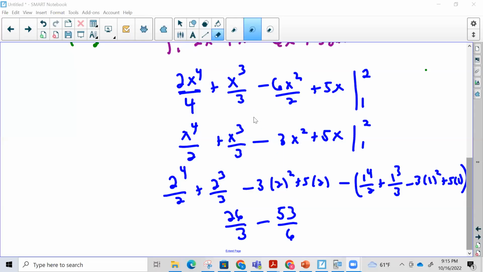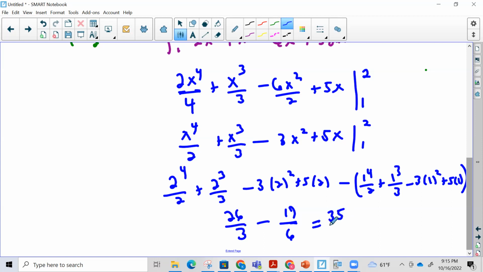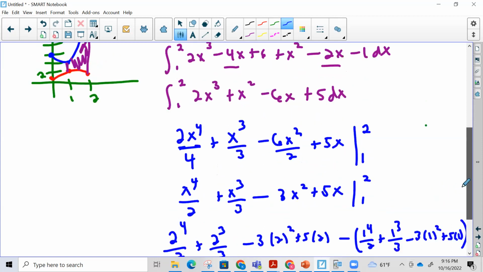So I made a mistake. This should be 17 over 6. Because when I subtracted them, I got a negative, and you should never get a negative. If you do, it either went backwards or your curves are reversed or you made a mistake. Okay, so this equals 35 over 6. I recommend checking these because it's really easy to make a mistake.